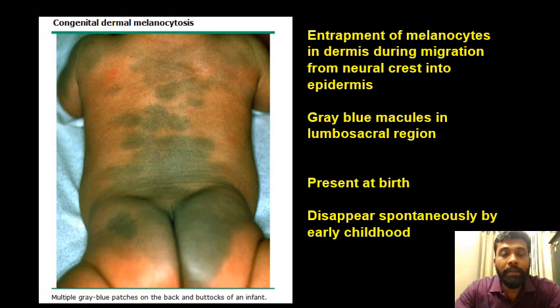This is congenital dermal melanocytosis, more popularly known as Mongolian spots. The name is a misnomer actually, but it is popularly known as Mongolian spots. Why does it happen? Due to the entrapment of melanocytes in the dermis layer during migration from the neural crest to the epidermis. It appears as gray-blue macules in the lumbosacral region as shown in the picture, and it is present from birth and disappears spontaneously by early childhood.